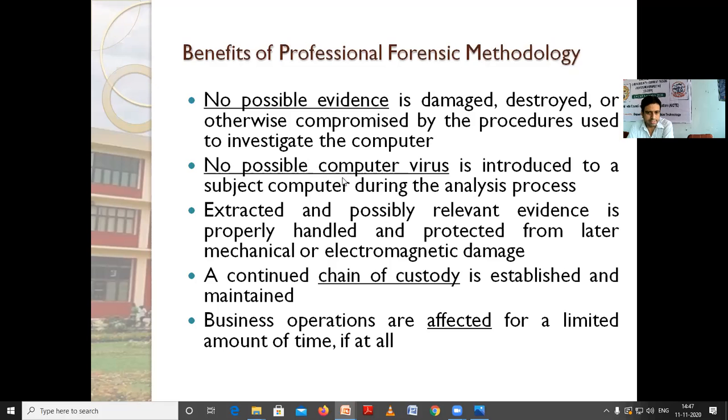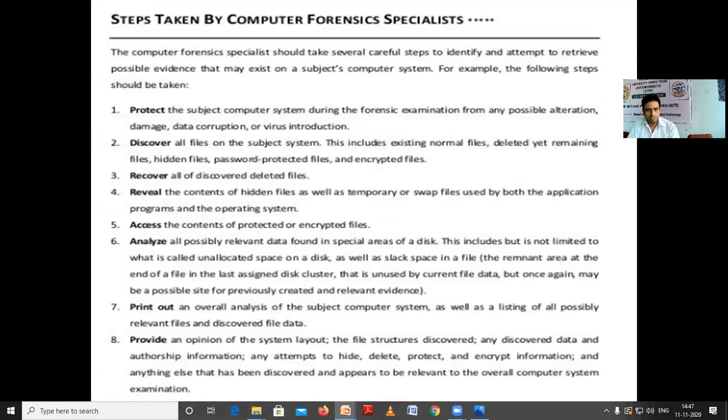No possible computer virus is introduced to the subject computer during the analysis process. Extracted and possibly relevant evidence is properly handled and protected from later mechanical or electromagnetic damage, a continuing chain of custody is established and maintained, and business operations are affected only if unavoidable. Most of the time this is avoided, so they are affected for a limited period of time. So what does the computer forensic specialist do in a number of steps?